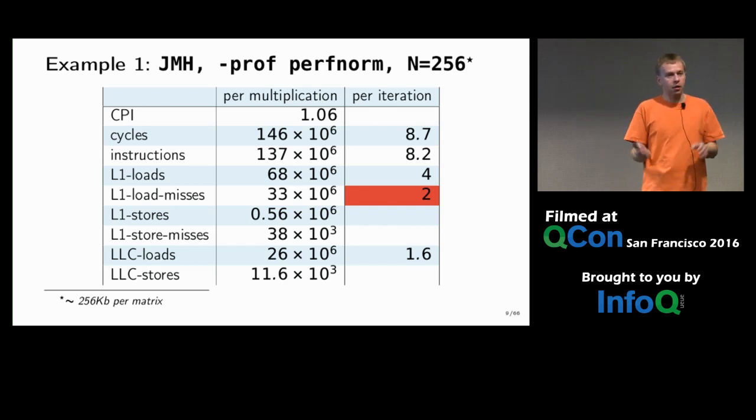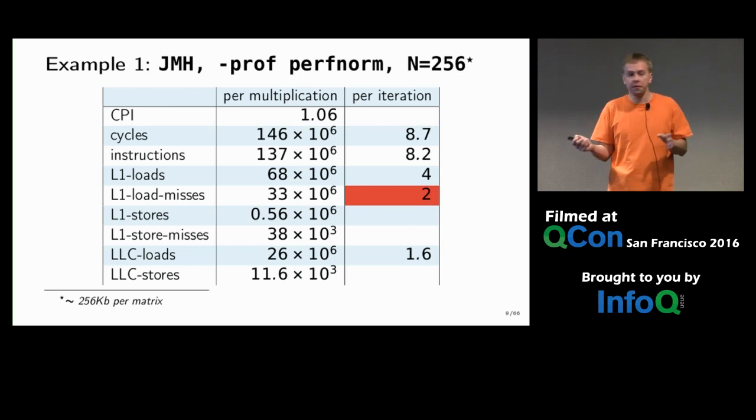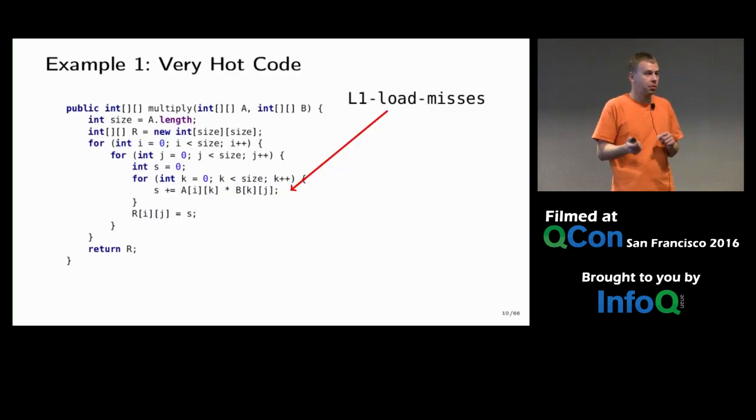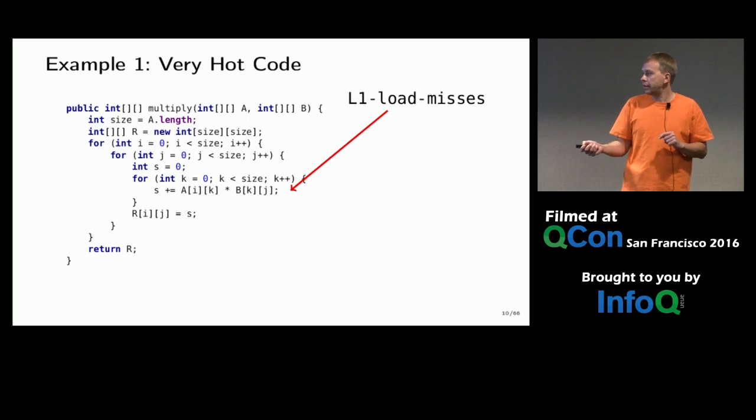Okay, I know that the problem may be in cache misses. If half of my memory operations are cache misses, it's a problem. I start another tool, collect another statistic, and pinpoint the exact place where the problem happens. The problem happens definitely here.